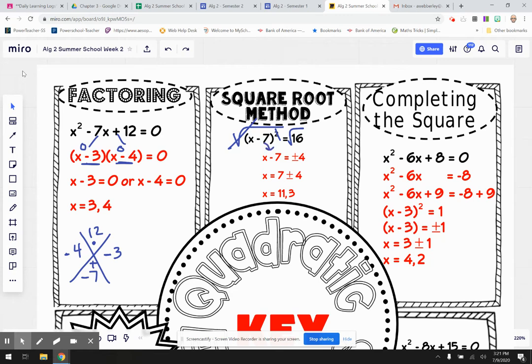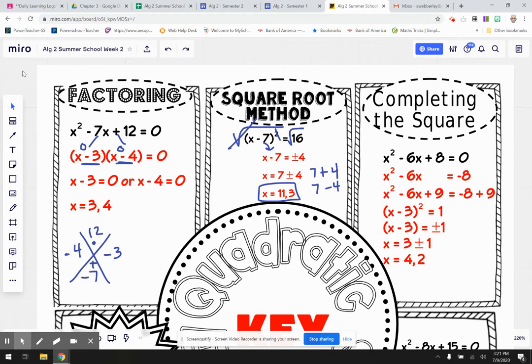And then since you're square rooting, you have to use the plus or minus, because positive 4 squared is 16 and negative 4 squared is also positive 16. And then you get 2 solutions. You get 7 plus 4, and you get 7 minus 4. That's how they got these 2 answers here, 11 and 3.